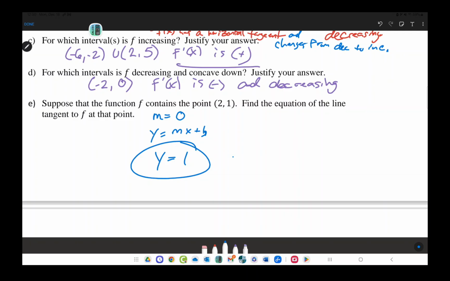But since it's a theoretical function, how do we know that? Because what is happening at x equals 2 in the graph? Remember, the derivative gives you the slope at any point of the function. So what is the value of f prime at 2? 0. So since f prime of 2 is equal to 0, that is your slope. I don't think I put that on the test. That's kind of just too basic.